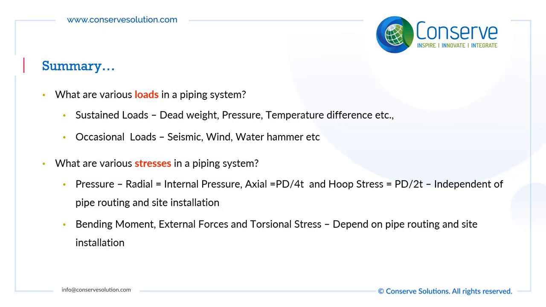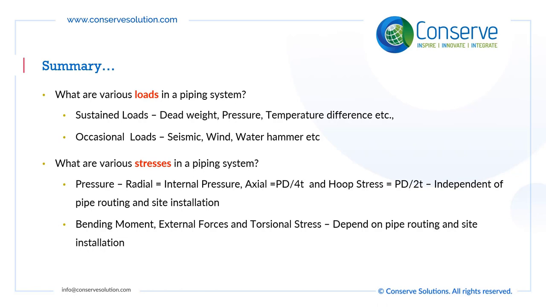The next topic we discussed is about various loads and stresses in the piping system. So let's talk about loads first. We have two types of loads in the piping network. One is sustained load. Sustained load acts throughout the life of the plant, and occasional loads act rarely. Sustained loads include dead weight, pressure, temperature difference, etc. The loads which are acting regularly on the plant. Occasional loads are like seismic loads, that is earthquake, wind, and water hammer. This happens rarely. For example, when a valve is suddenly closed, water hammer may appear, and earthquake is really a rare event. So in such cases, the plant may be exposed to occasional loads.